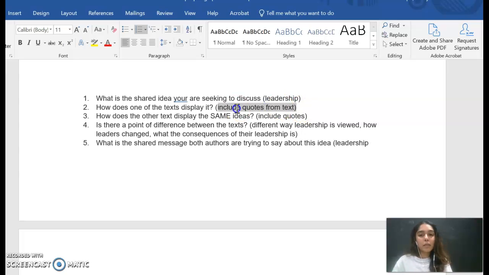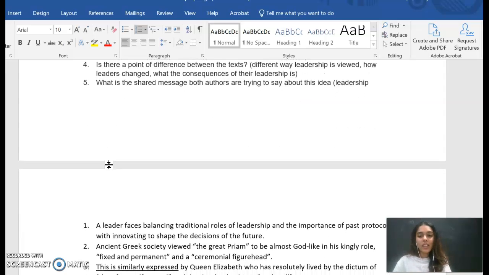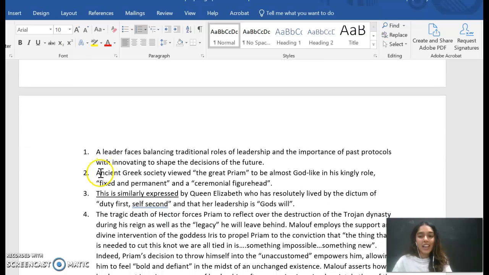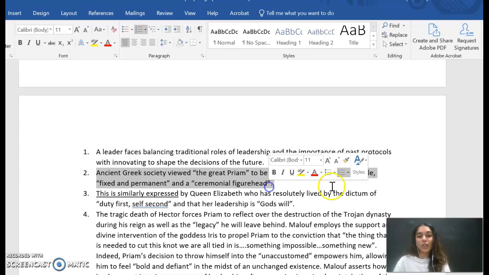As I mentioned in class, Ransom is our primary text. So you're most likely going to be starting off with Ransom. I've said here, ancient Greek society viewed the great Priam to be almost godlike in his kingly role, fixed and permanent and a ceremonial figurehead. So I'm showing how leaders were viewed at the time.